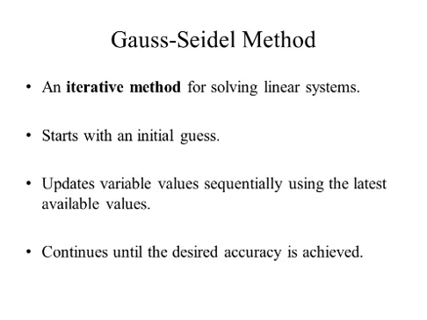Now coming to Gauss-Seidel method. It is an iterative method for solving linear equations. It starts with an initial guess. It updates variable values sequentially using the latest available values. It continues until the desired accuracy is achieved.